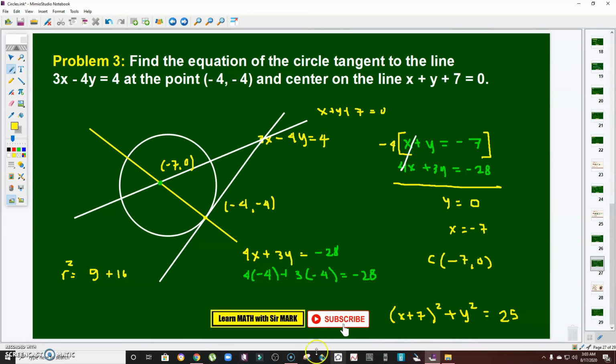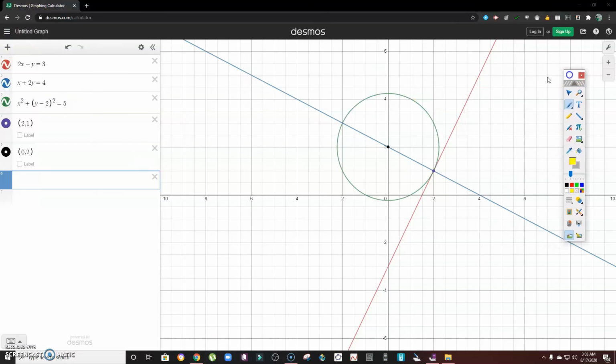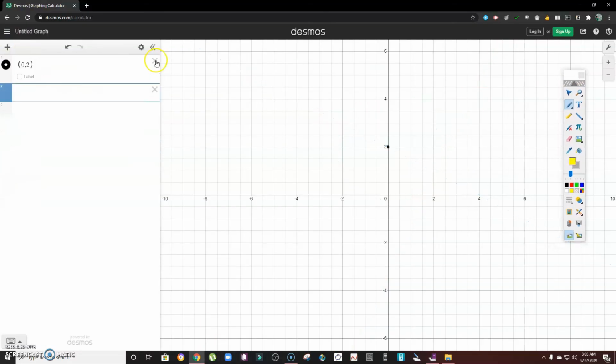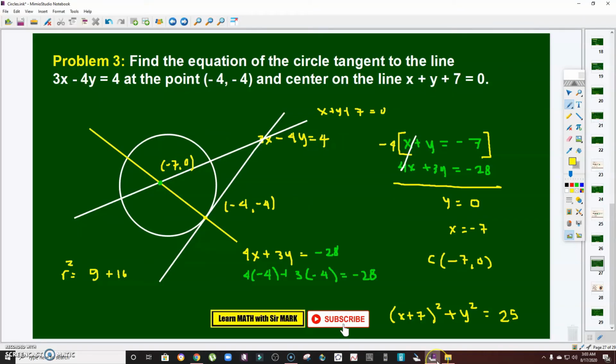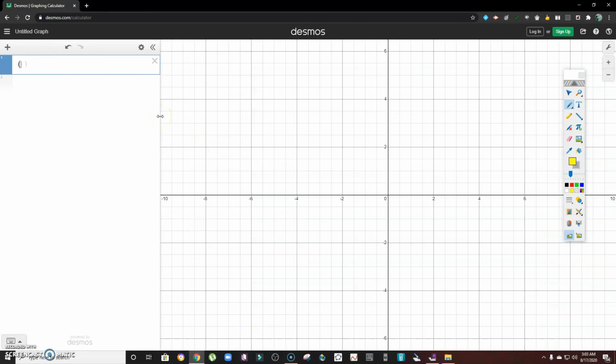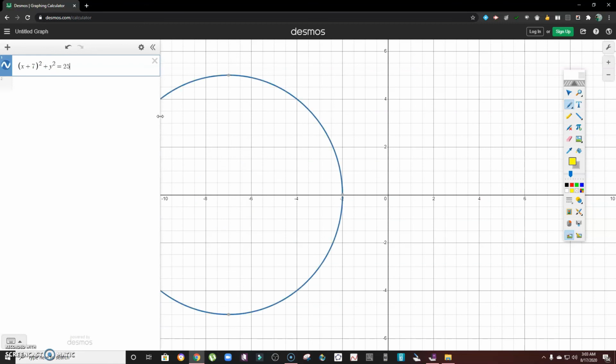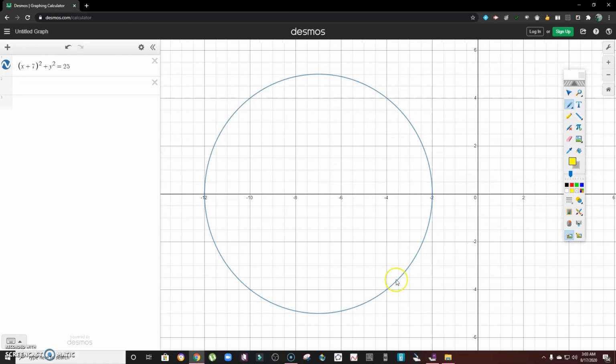Okay? Now, check natin, again, using the Desmos. Alright. So, pakita natin. So, let me delete it. Delete ko isa-isa. So, check natin kung same ng illustration. Again, ang equation ng circle ko is x plus 7 squared plus y squared equals 25. There you go. Okay, ma-adjust dyan. Then, yung equation ng tangent line ko is 3x minus 4y equals 4.